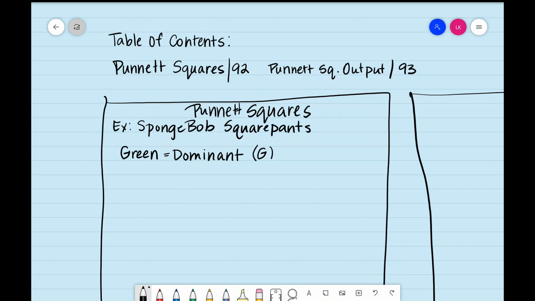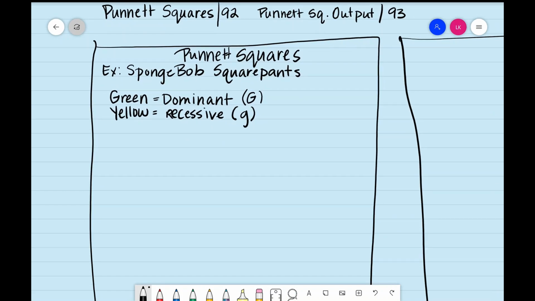So then we're going to have yellow as the recessive trait. We're going to use lowercase g. Now we don't use y, and that's because this is just a general rule, not a key rule, just how it is done. You always use the letter of the dominant trait to represent the allele. In this case, green, so G.